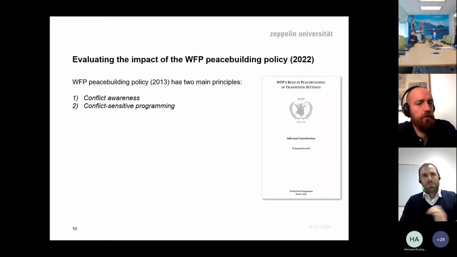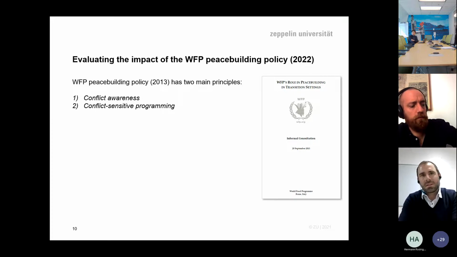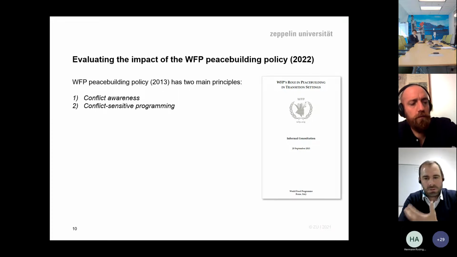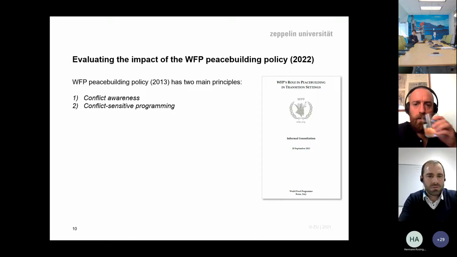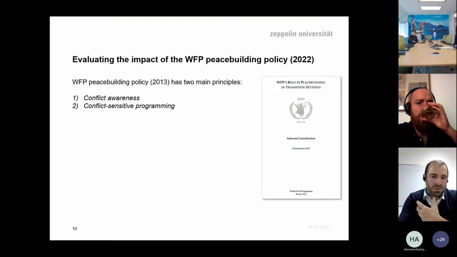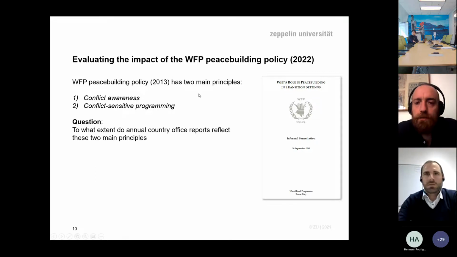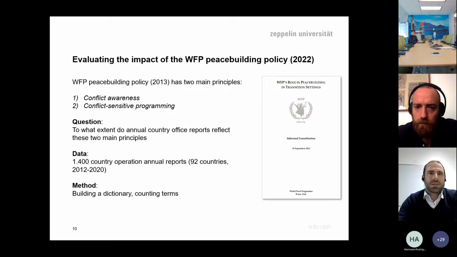The policy has two main components. One is about conflict awareness raising, that country offices should be more aware about the general conflict dynamics, and then they should improve their conflict-sensitive programming. These are the two main dimensions of the policy. Our research question for that evaluation basically was, to what extent do the annual country office reports, so all the country offices around the world send annual reports to headquarters, to what extent do they reflect these two main principles? And we used natural language processing to answer that question.